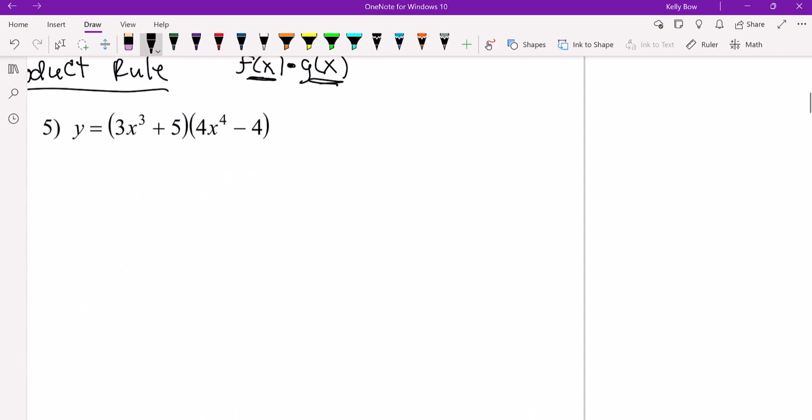All right, so here's our f function. Here's our g function. So let's go ahead and put f prime. This will save some writing. So the derivative of this function looks like it's 9x squared. And the derivative of the g function looks like it's 16x cubed. All right, so now we have our f, our g, our f prime, and our g prime.